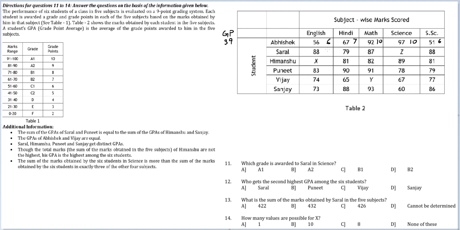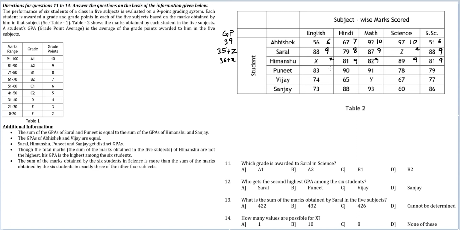For Saral, here I get 9, here I get 8, here I get 9, and here I get 9, and whatever is the grade point here, let's call that Z, small z. So I get 9 plus 8 plus 9 plus 9, so 35 plus z here. Saral has 35 plus z. For Himanshu, it is 9 plus 9 plus 9 plus 9 plus x, so 36 plus x. This is denoted by a small x here.